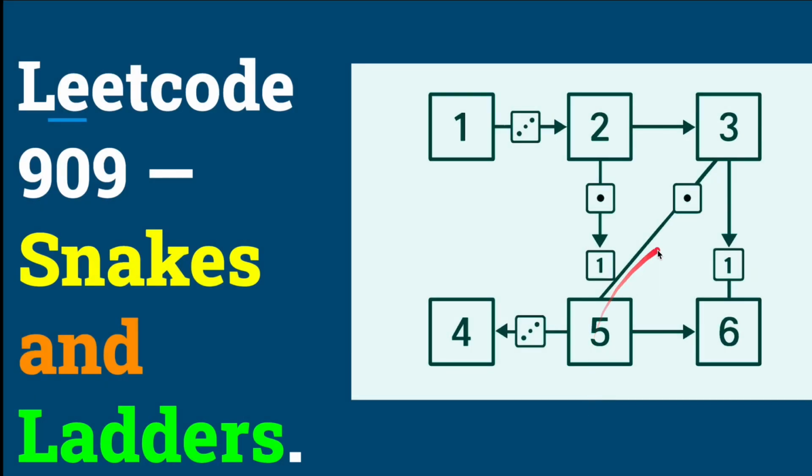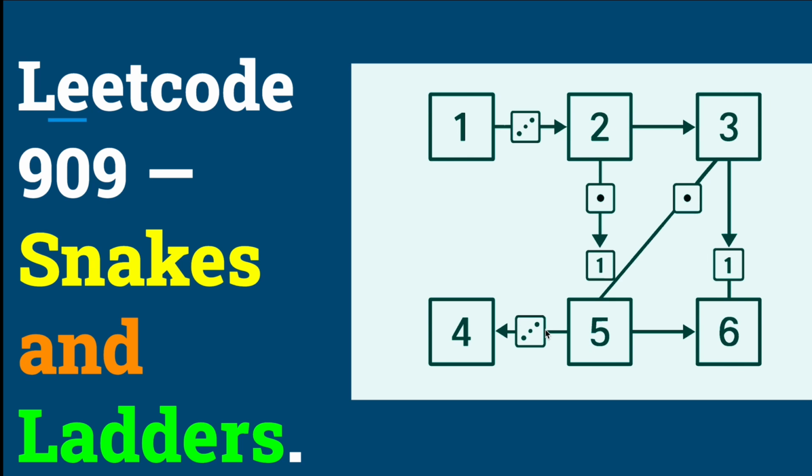Let's suppose we start at 1 and move the dice. Any number can come, and we move to that number. Let's suppose 2 comes, then it may become 3, and from 2 it may come to 5, like that. There is a possibility that we can move anywhere. So we can say that this problem is actually a graph traversal.